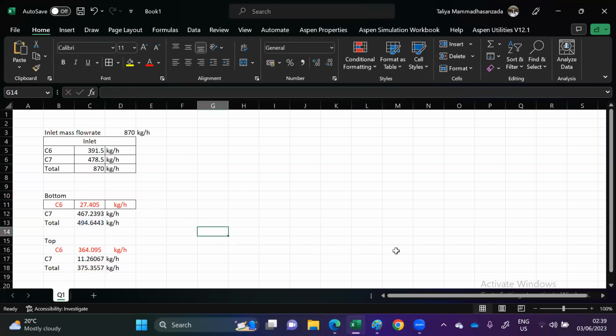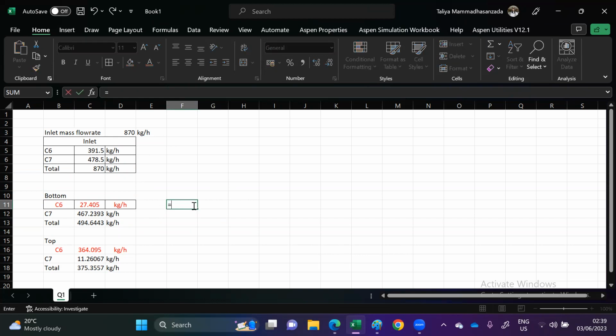It said in the question that after finding all these mass flow rates, find also the mass compositions. How do we do the mass composition? We need to take the individual component over the total one, and that will be the mass composition.